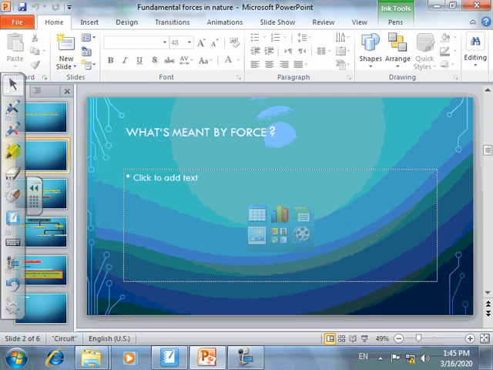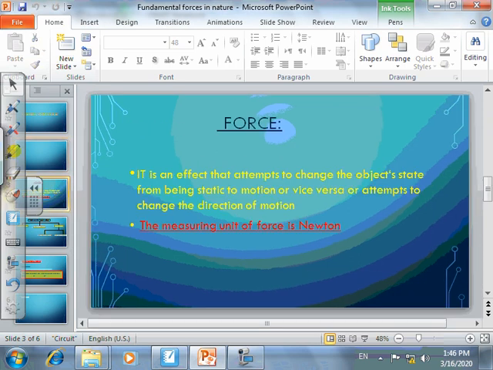What about the goalkeeper? We have a moving ball and we can stop it with the goalkeeper. So it goes from motion to static, from moving until the goalkeeper stops it. What about if I have another ball and the football player could change its direction by throwing it to another football player? So from here we could define the meaning of force.